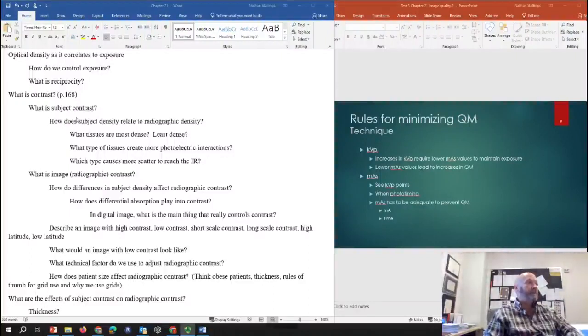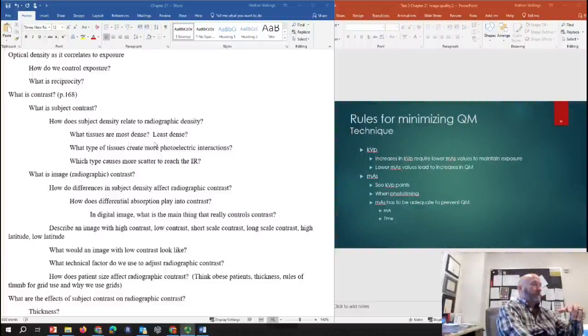So how does subject contrast or subject density relate to radiographic density? As subject density increases, radiographic density decreases. So if you have two tissue types side by side, one with low radiographic density and one with high, then you're going to naturally have high contrast. So now you've got bone, high subject density, next to air in the lungs, low subject density, and that's going to give us high radiographic density where the air is, low radiographic density where the bones are, or the mediastinum.